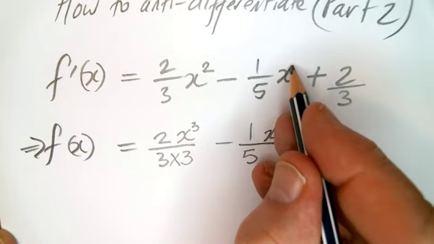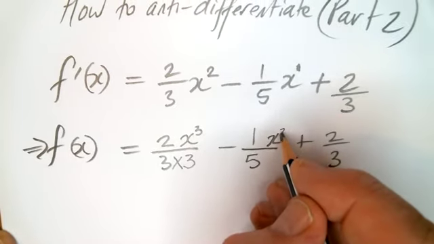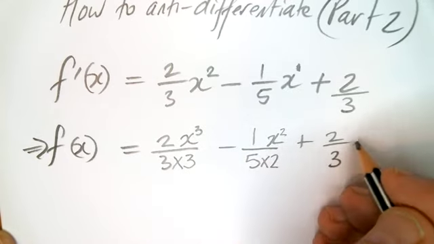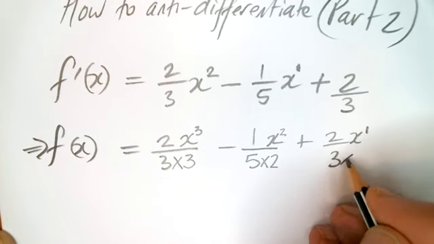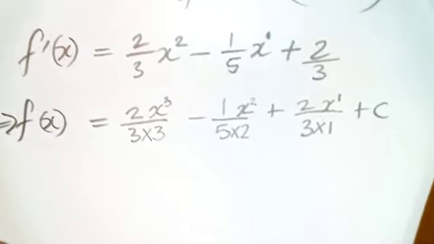So this x to the 1 is now becoming an x squared. And we're going to divide by that new power. There it is. Now this is going to become an x to the 1. And we're going to, of course, divide by that new power. There it is on the bottom. And we're going to add our constant of integration.